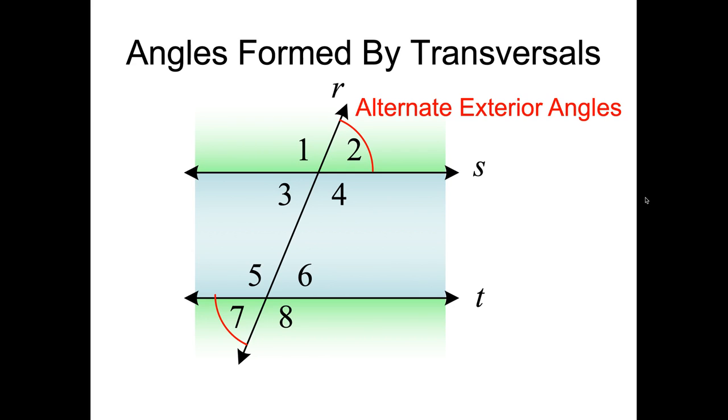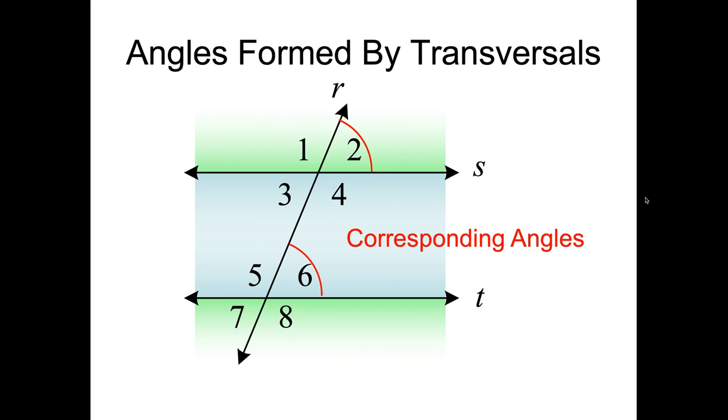2 and 7 are alternate exterior angles. Again, the alternate part comes because they're on opposite sides of the transversal, and they're exterior because they're outside the other two lines. Corresponding angles are kind of in the same position. So angles 2 and 6 are corresponding. They are both on the right of the transversal, and they're both above the other two lines. So angle 2 is above S, angle 6 is above T.